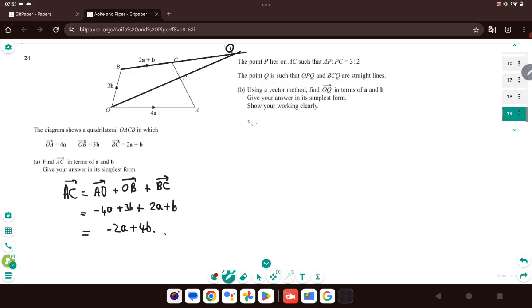Using a vector method, find OQ in terms of a and b. Give your answer in simplest form. Show your working out. So I'm just thinking, O to Q is an extended version of O to P. So it's like y times O to P. Can you see, they're parallel and they go through the same point, aren't they? So they're going to be the same vector, but with different scalar quantities, if that makes sense.